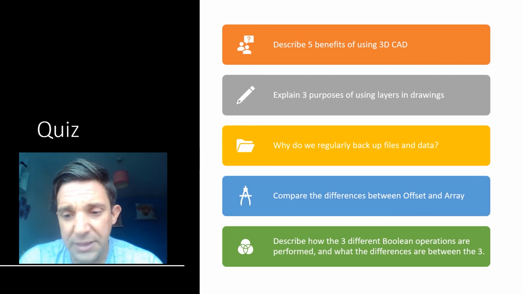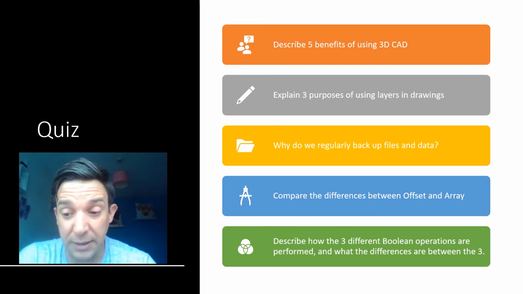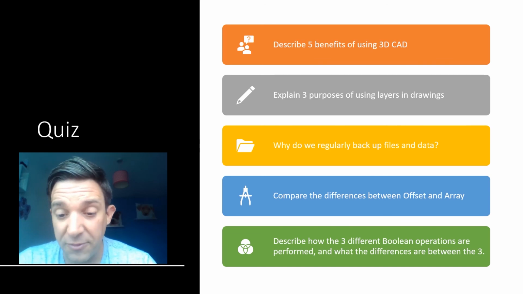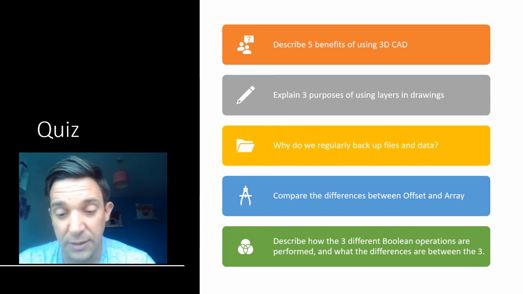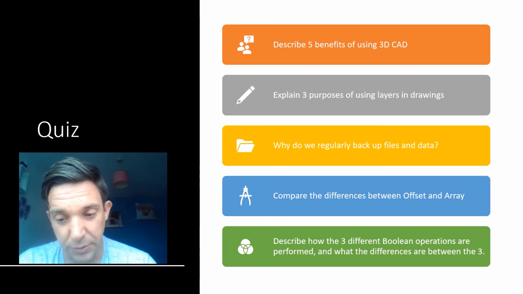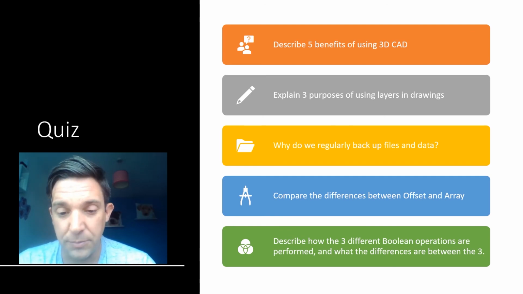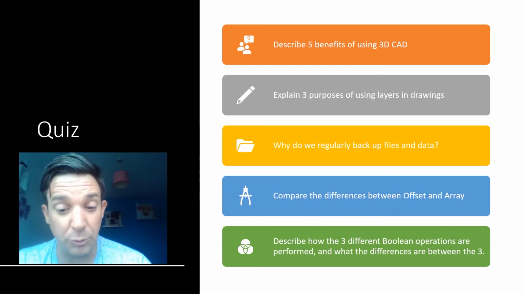What are the differences between offset and array? And don't just write the differences down, write what each of them can do. Okay, because you'll probably need to explain those at some point. And then finally, describe how the 3 different Boolean operations are performed and what differences they give the user. Okay, I want you to really get this word Boolean into your head, because you'll probably need it once and you'll probably never use it again, but it'll be worth a few grades for you. Okay, good luck.